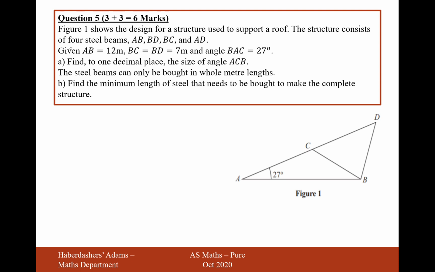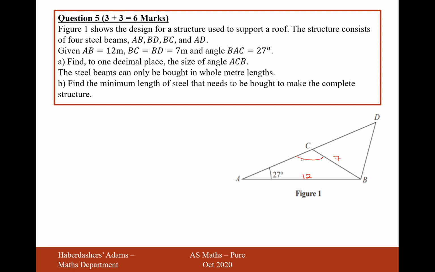Figure 1 shows the design for a structure used to support a roof. The structure consists of 4 steel beams, AB, BD, BC, and AD. Given that AB is 12 meters, BC is 7 meters, and the angle BAC is 27 degrees, that's already on the diagram, find to one decimal place the size of the angle ACB, so that's this angle here.